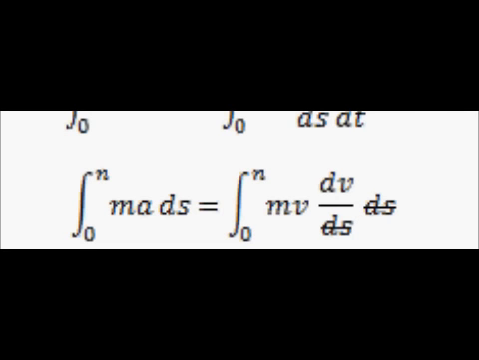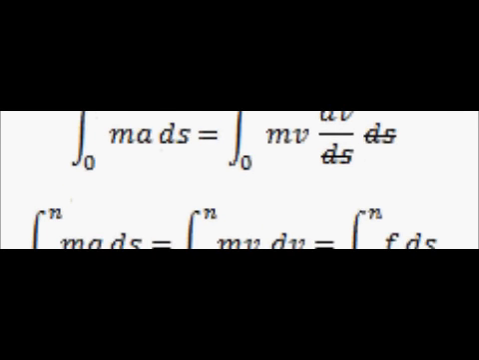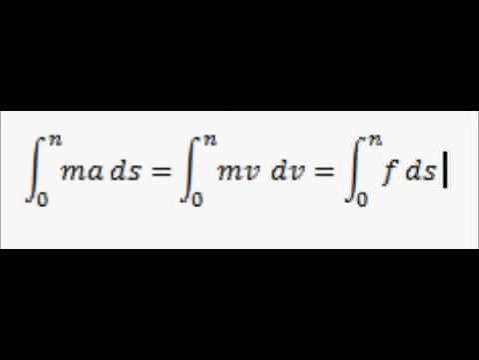So we've got now the integral of ma with respect to ds is equal to the integral of mv dv/ds with respect to s, and you'll notice that the two ds's cancel out. So now we have a much nicer integral. We've got the integral of ma ds is equal to the integral of mv dv, which, as we've ascertained at the start, is still equal to the integral of F ds, which is equal to energy.